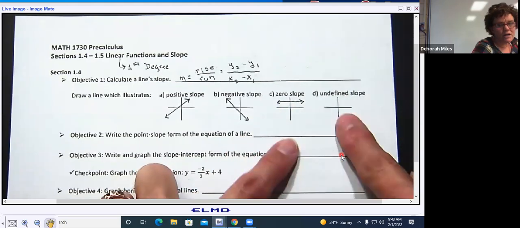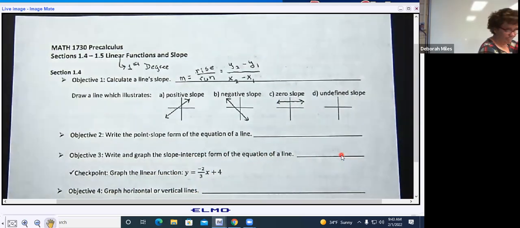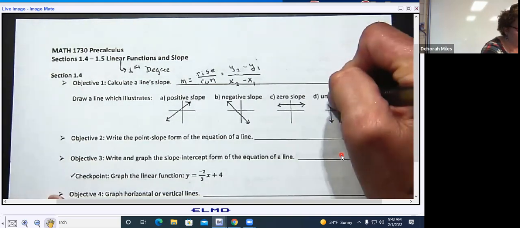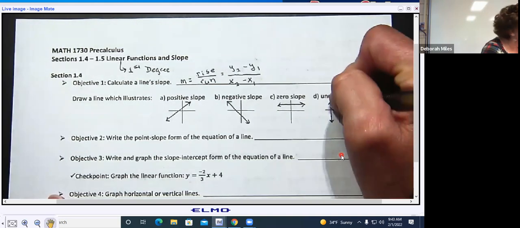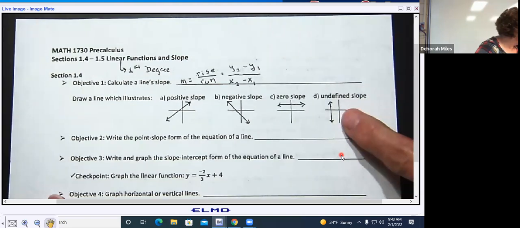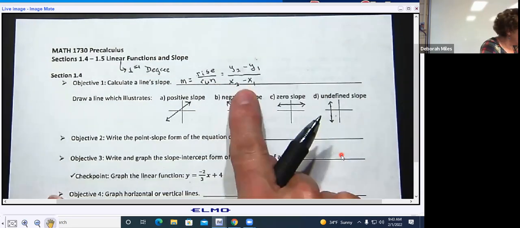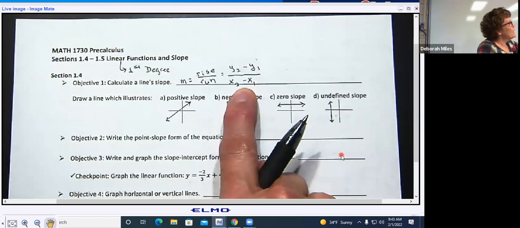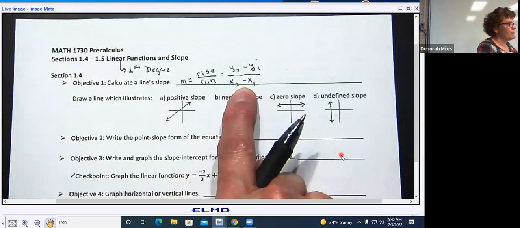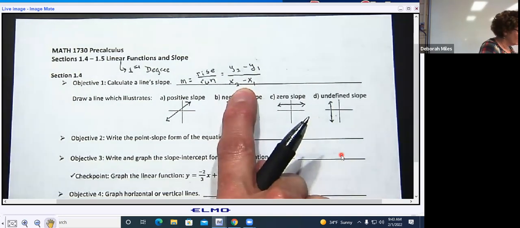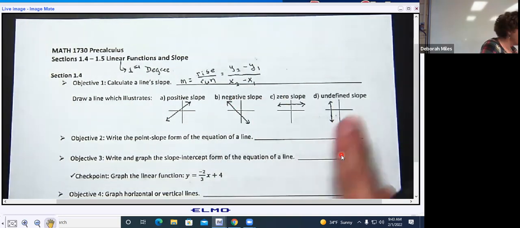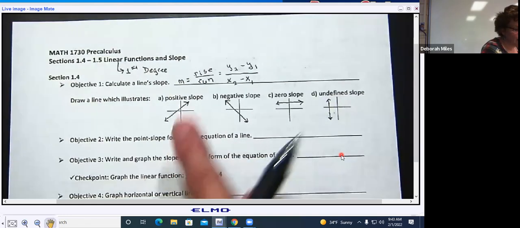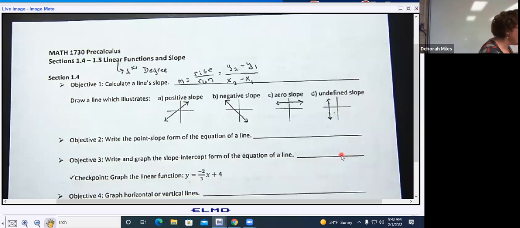And then what about undefined slope? All right, that's a vertical line, because vertical lines have the same x values. And if you take the same x values and put them into this formula, you're going to have 0 in the denominator. And you know that 0 in the denominator of a fraction makes the fraction what? Undefined. All right, so you have this mental image for positive slope, negative slope, 0 slope, and undefined slope.